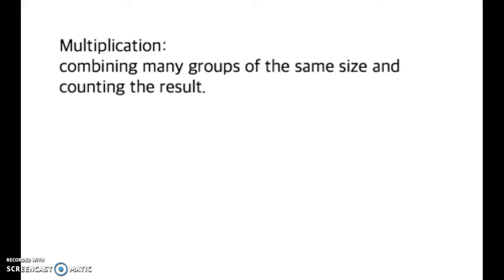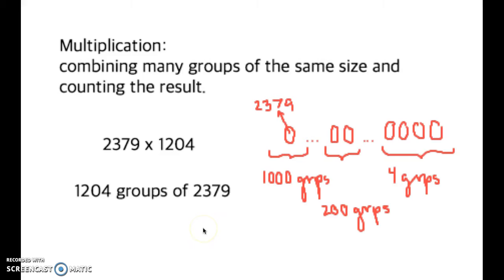Alright, today we're going to be talking about multiplication. The definition for multiplication is combining many groups of the same size and counting the result. Let's take the number problem 2,379 times 1,204. This is really 1,204 groups of 2,379. And we can also look at it like this.